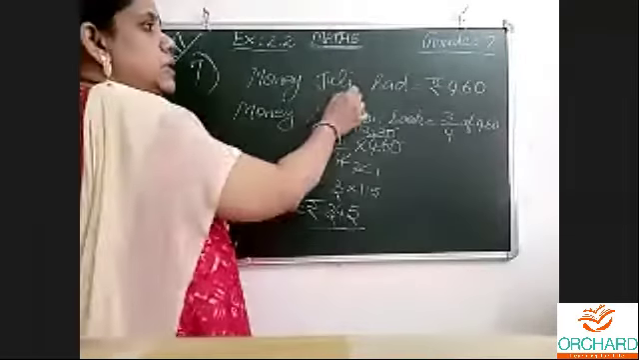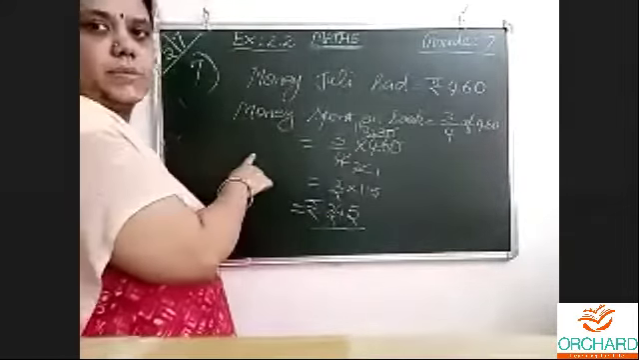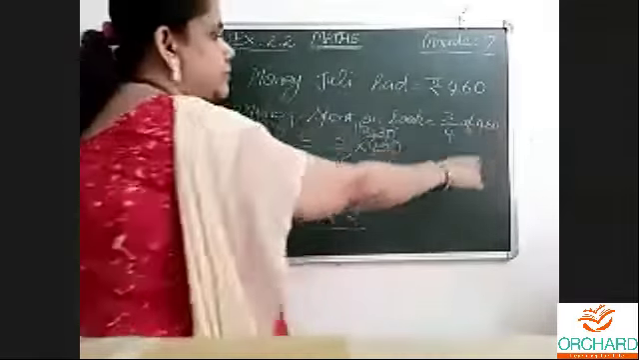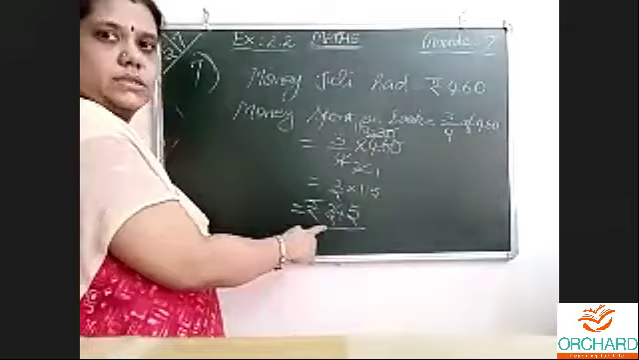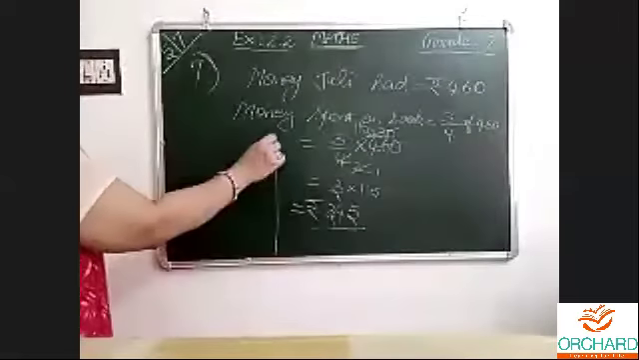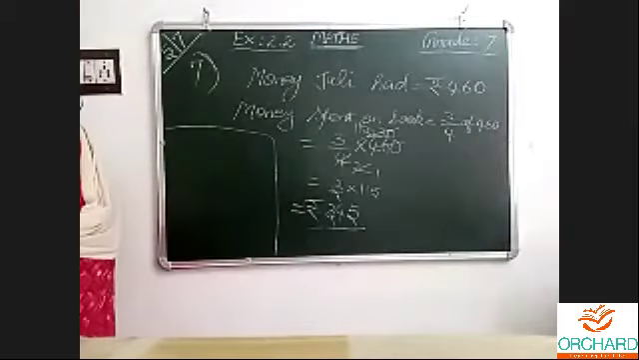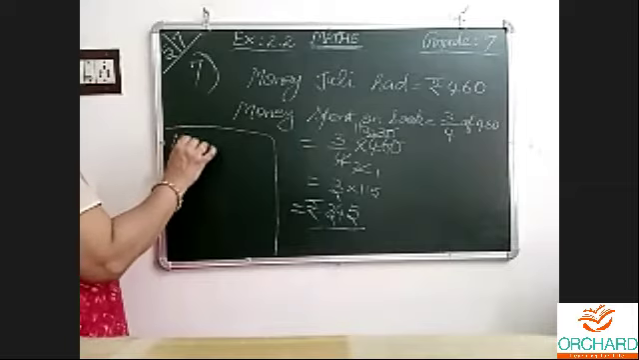So money she had was this much. Money spent on book, that is 3/4 of the total money, which we did by cancellation. We got this. Now money left. After this step, what is the thing? Money left.